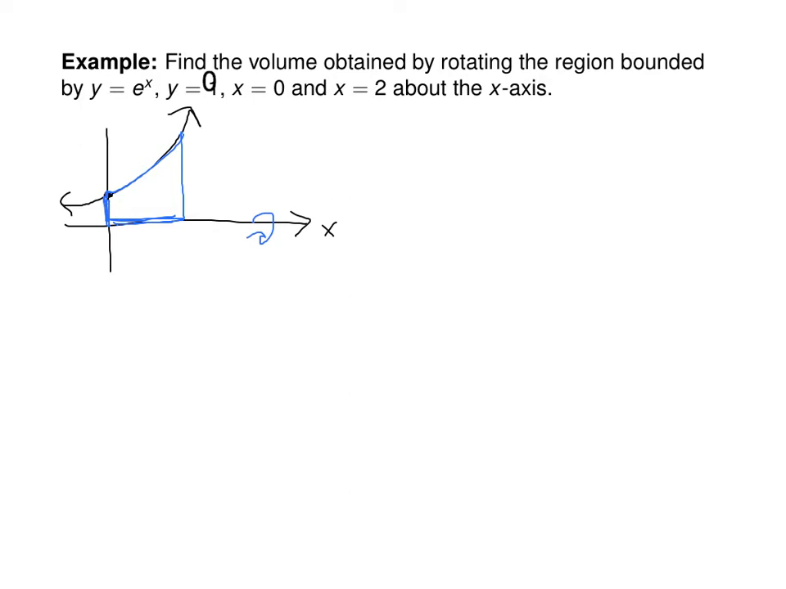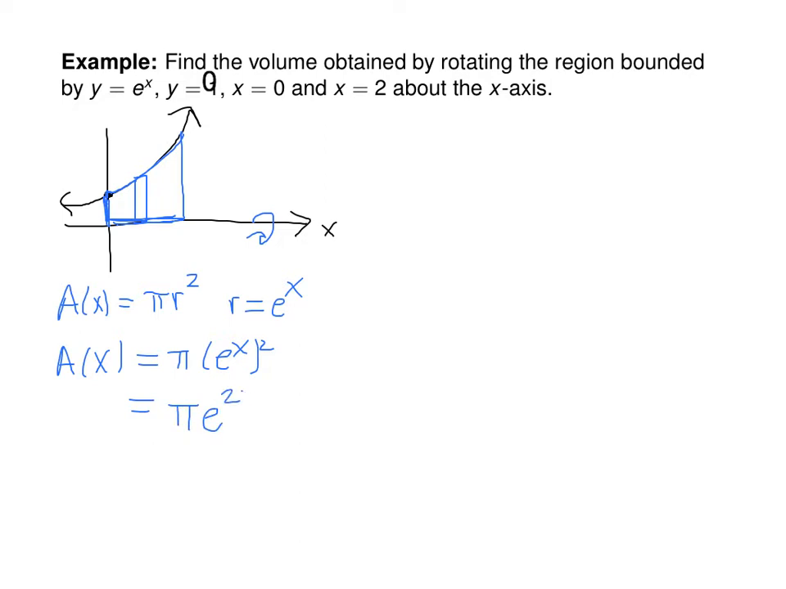Since we're rotating, our cross-sections are taken perpendicular to that axis, and they are going to be circles. The area of a cross-section is a function of x, and it's pi r squared, where in this case r is equal to e to the x. So the area of my cross-section is pi times e to the x squared. What you have to remember there is that those exponents multiply, so we have pi e to the 2x.